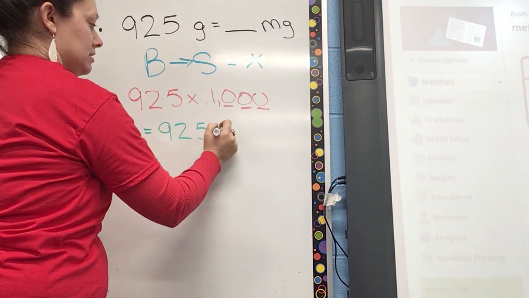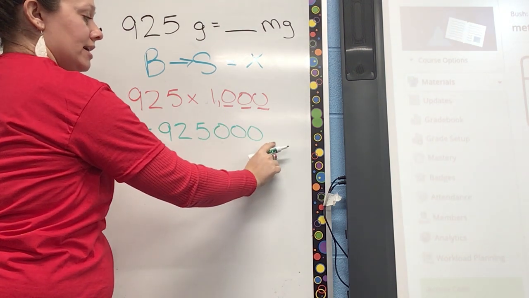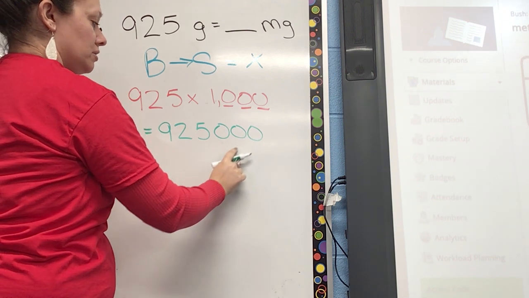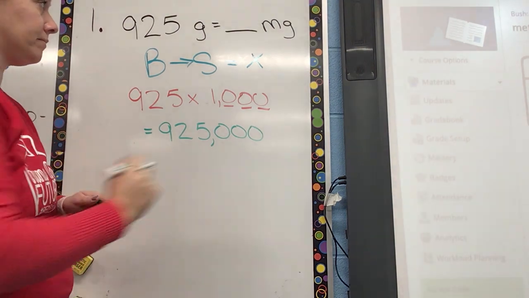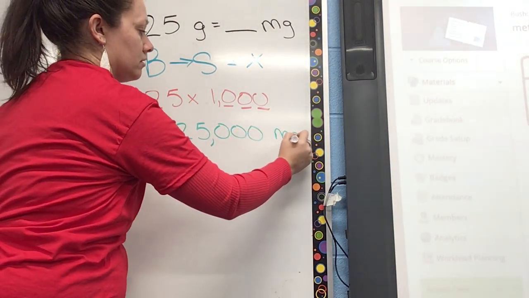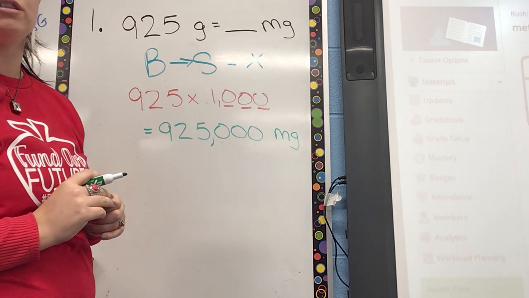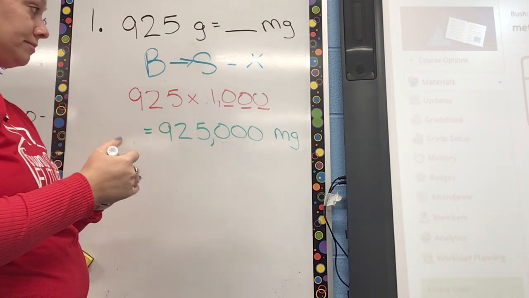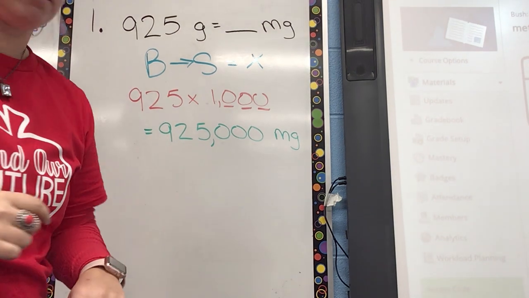1, 2, 3 zeros. I start at the back and I need to see where I need to add a comma. 1, 2, 3, comma, 1, 2, 3. I don't need any more. Label. Ladies and gentlemen, if I'm writing it up here, you need to be writing it in your math notebook, not just sitting right now taking notes. All right, very nice.